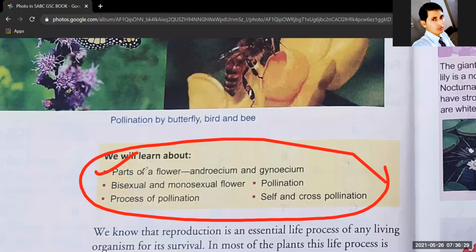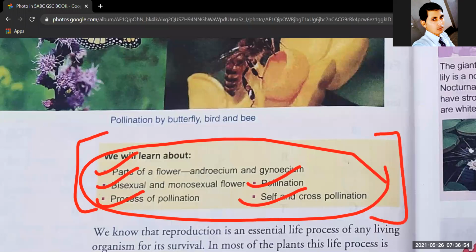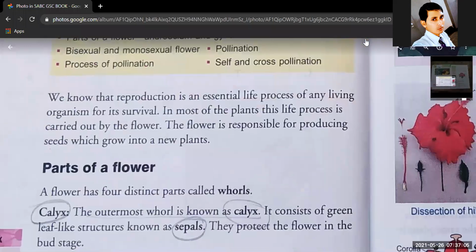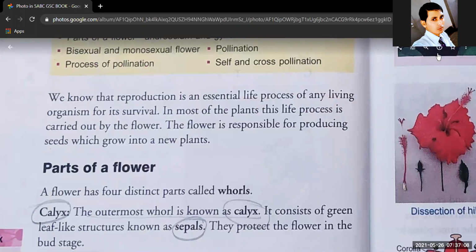All these things we are going to study about flowers in this chapter. First we will understand pollination, in which the first point is parts of a flower, Androecium and Gynoecium. Then second is bisexual and unisexual flowers, the process of pollination, then self and cross pollination. About these 5 points we are going to understand in a deeper way. So let us begin one by one. Is there any problem regarding voice clarity, Ayushi?